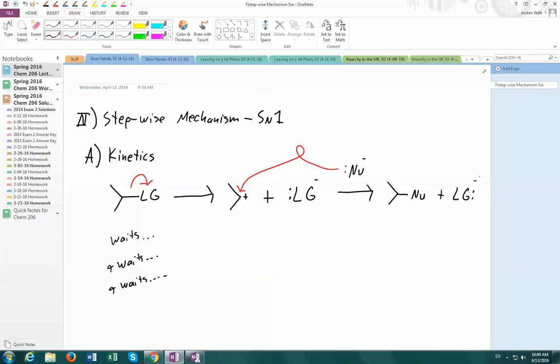And now it's not a concerted mechanism. Our steps are happening at different times. And our electrophile had to wait around.